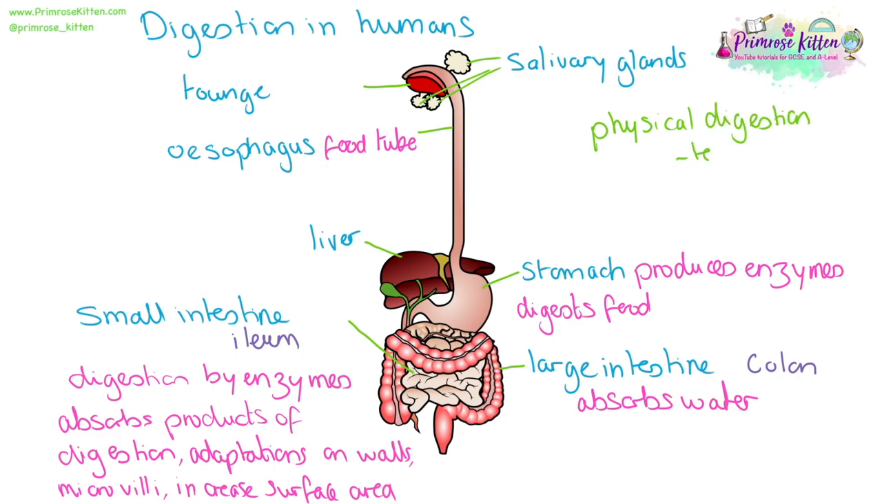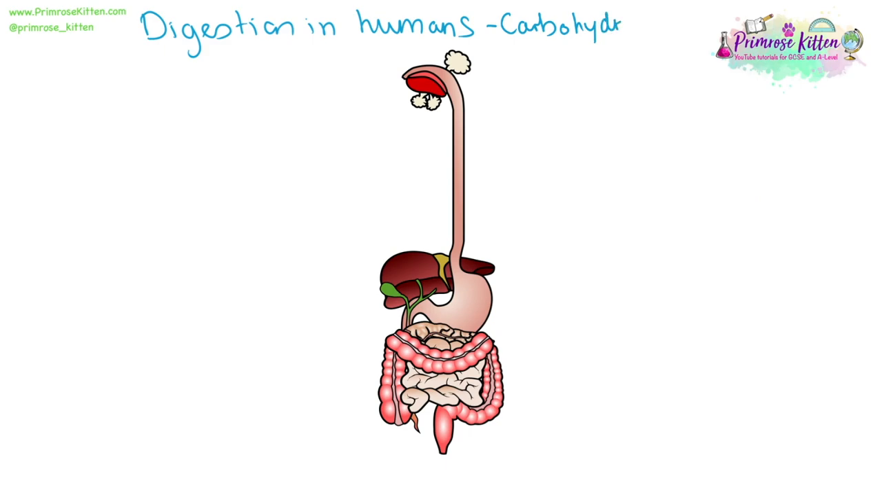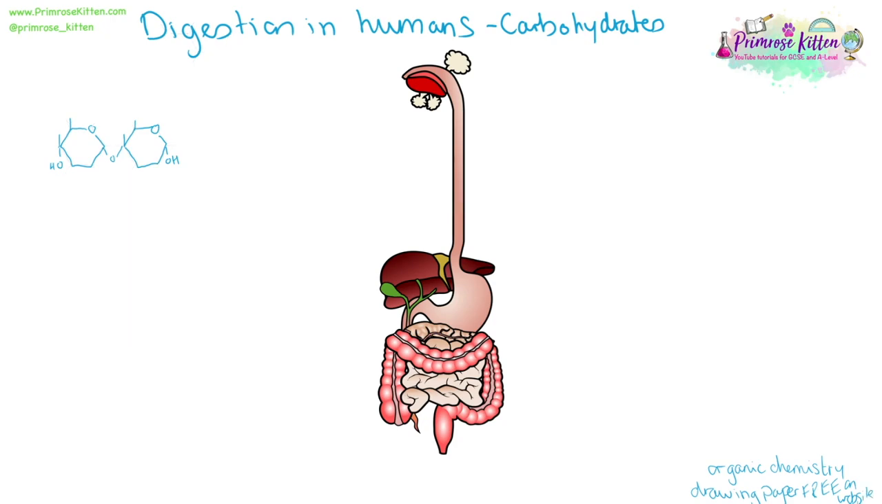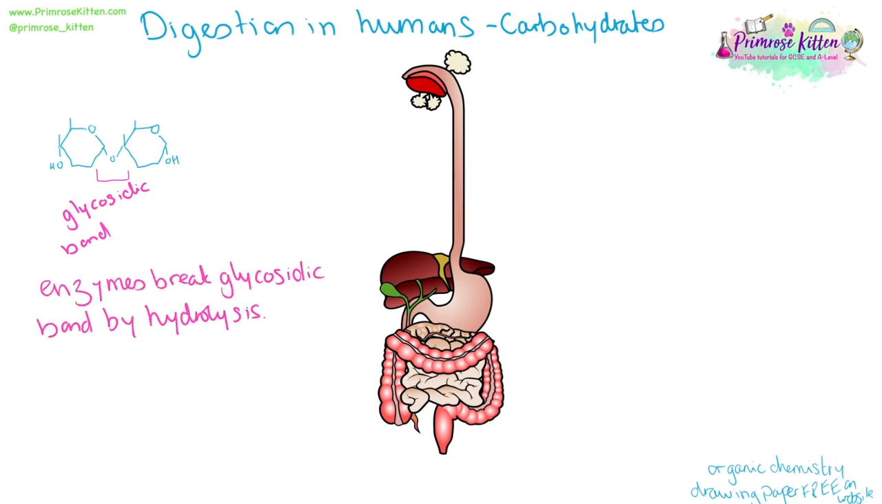Food can be digested physically, broken up with your teeth, or chemically, with enzymes. Carbohydrates is one polymer that needs to be digested. The monomers, the glucose, the monosaccharides are held together by a glycosidic bond. Enzymes can break the glycosidic bond by hydrolysis.